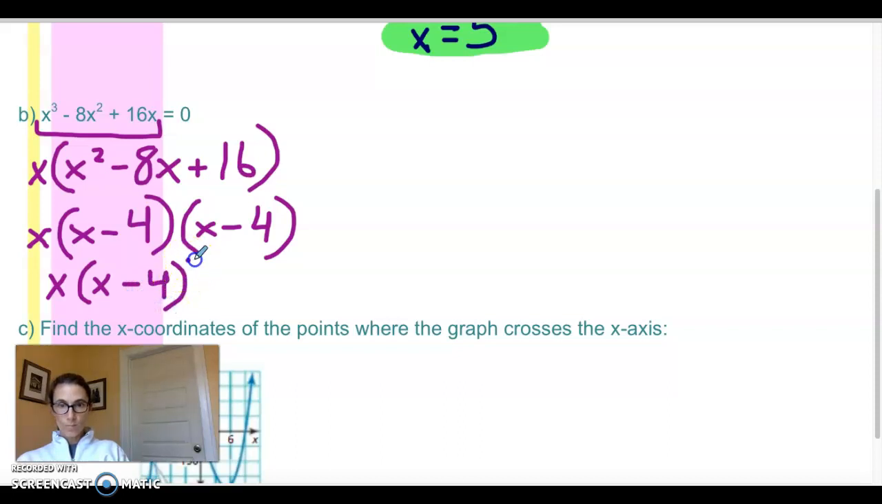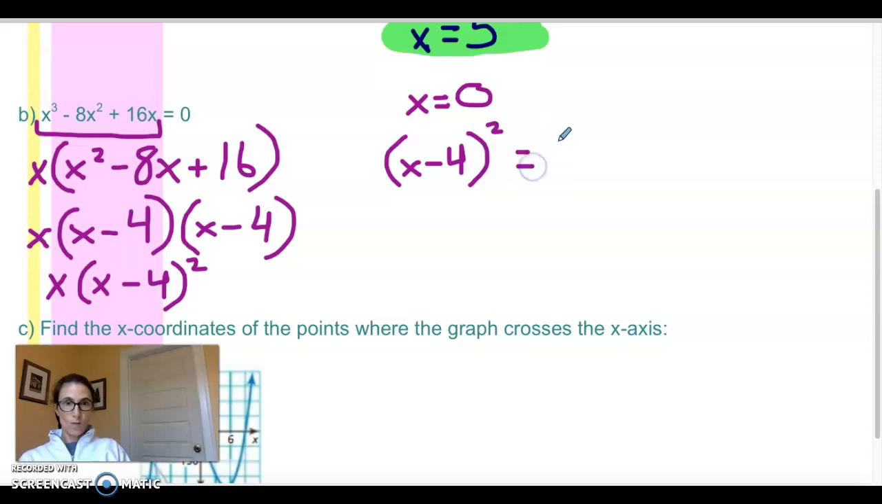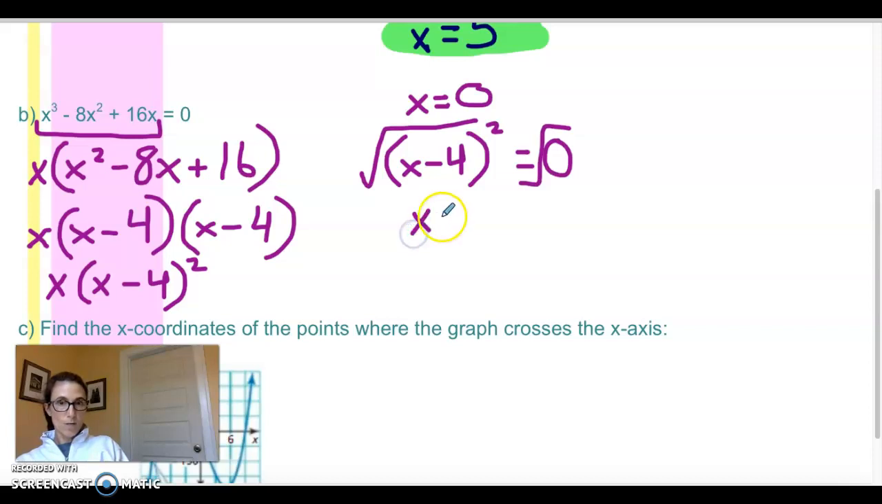Okay. So we're going to take these two pieces and set them equal to 0. The first one solves itself, right? x equals 0. The other one, x minus 4 squared, equals 0. So the first thing you want to do is square root both sides to get rid of that square, and the square root of 0 is 0. So you get x minus 4 equals 0.